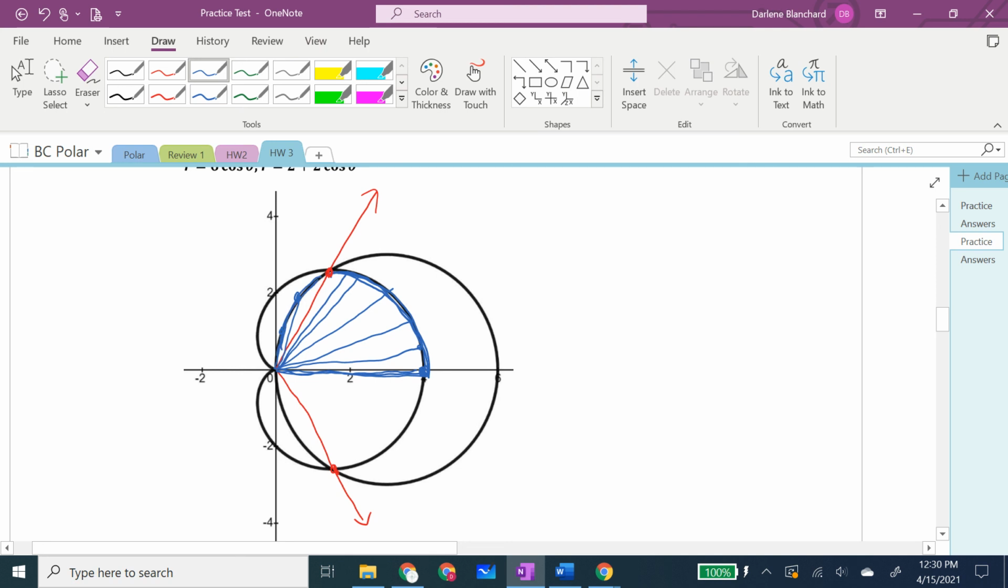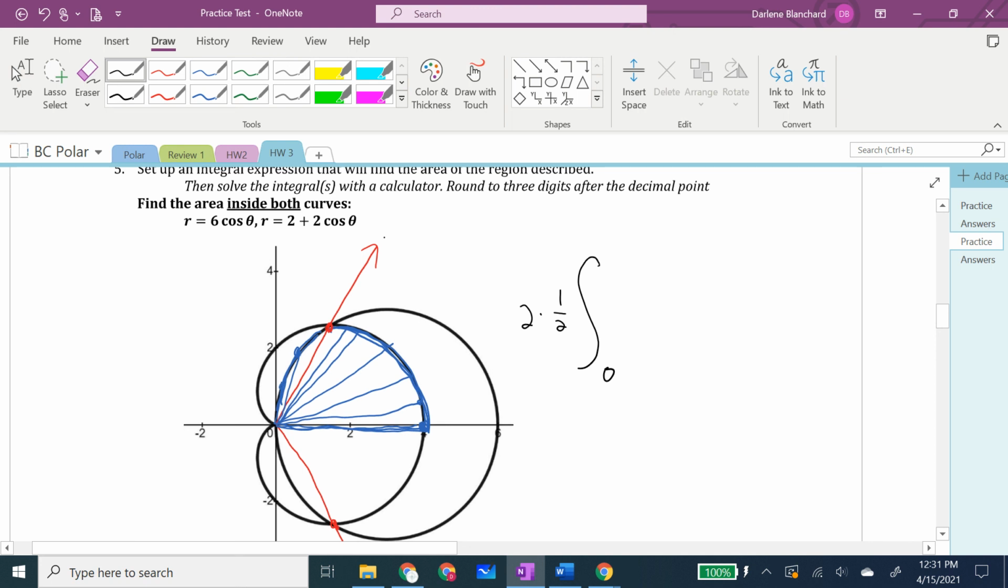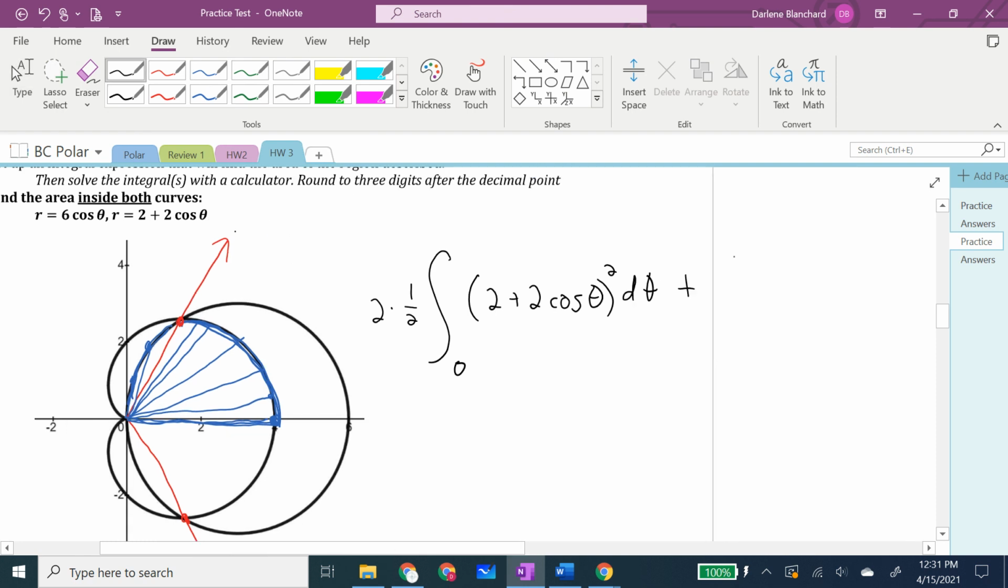So I want to look at these as 2 separate areas. And what I'm going to do is just double the area, so a 2 times 1/2. In other words, don't need it. When I integrate from 0 to this intersection angle, I am following the cardioid, 2 plus 2 cosine theta squared. Then I'm going to add to that, and again, I'm doubling my 1/2. And I am going to integrate from this intersection angle to where this circle gets sucked into the pole.